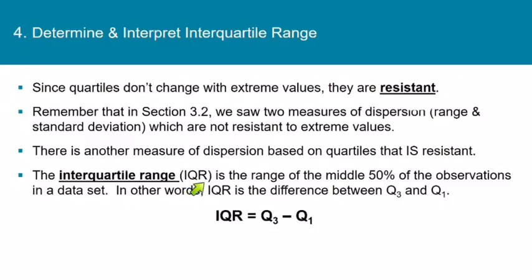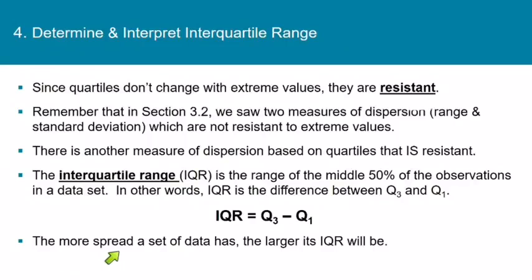And the interquartile range is the range of the middle 50% of the observations in the data set. In other words, IQR is the difference between Q3 and Q1. IQR equals Q3 minus Q1. In the same way that range is largest value minus smallest value, interquartile range is largest quartile minus smallest quartile. The more spread a set of data has, the larger its IQR will be.